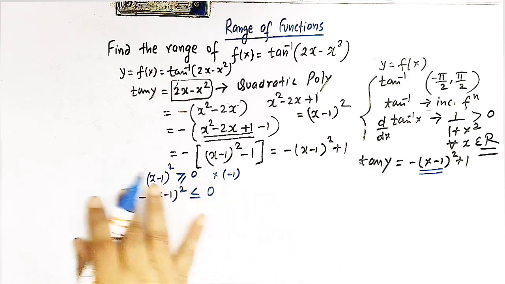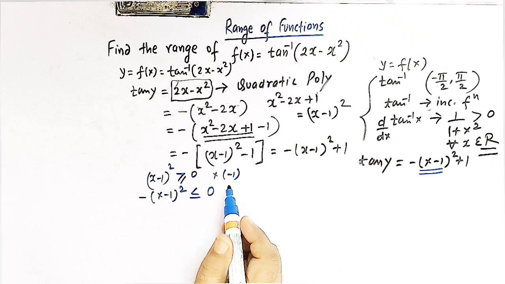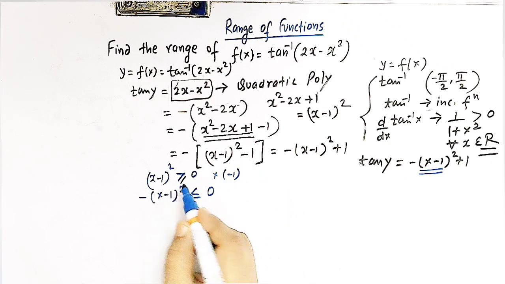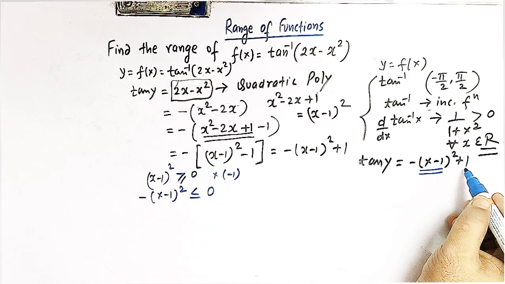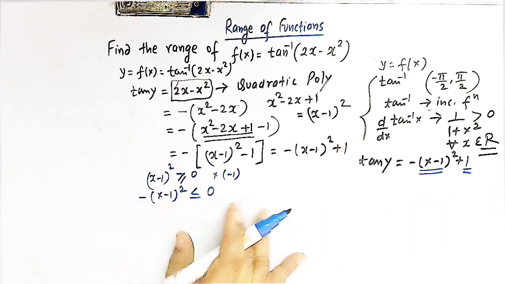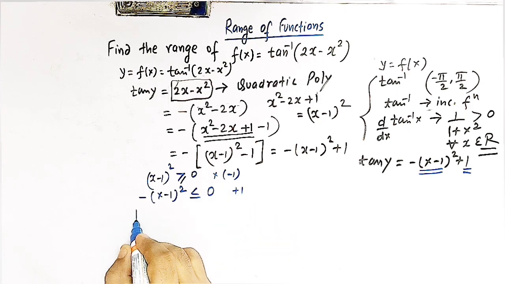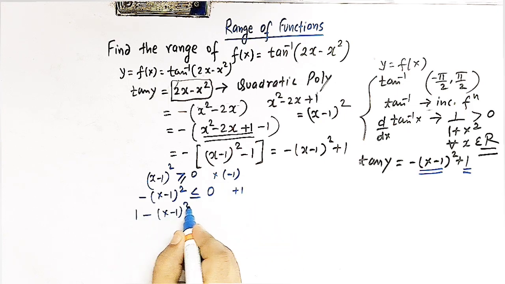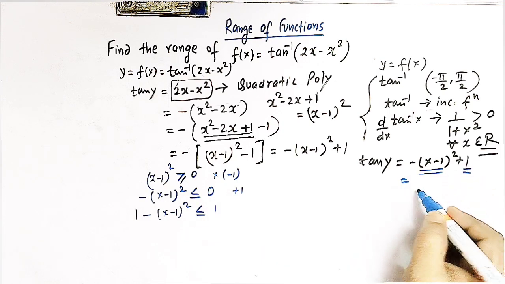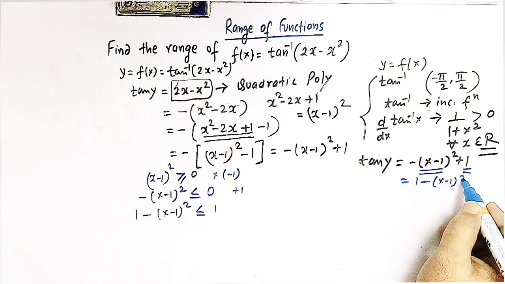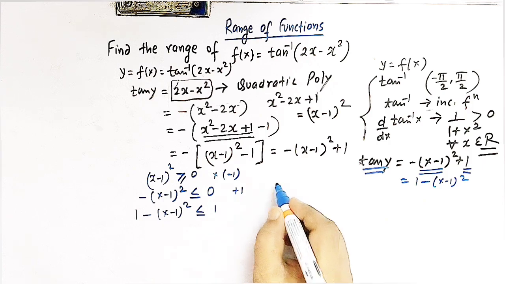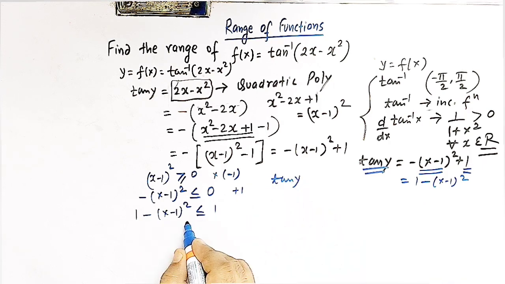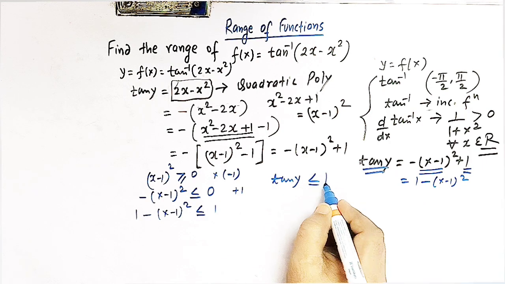So when we multiply both sides of an inequality by a negative number, the direction of the inequality gets flipped, right? Okay, now here we have 1. So adding 1 to both sides, we have 1 minus (x minus 1) square, and here we have 0 plus 1, that is 1. Now see, this expression 1 minus (x minus 1) square is equal to tan y. So we have tan y less than or equal to 1, right?